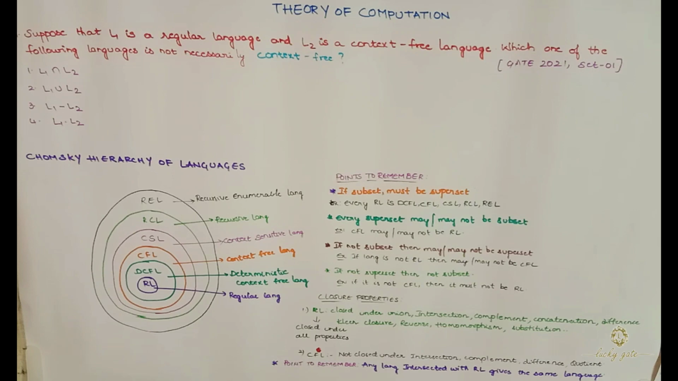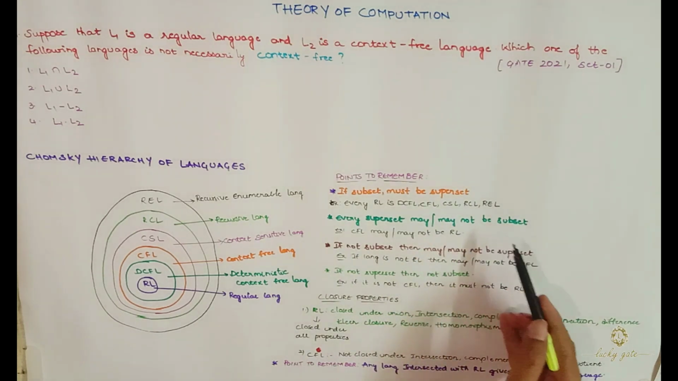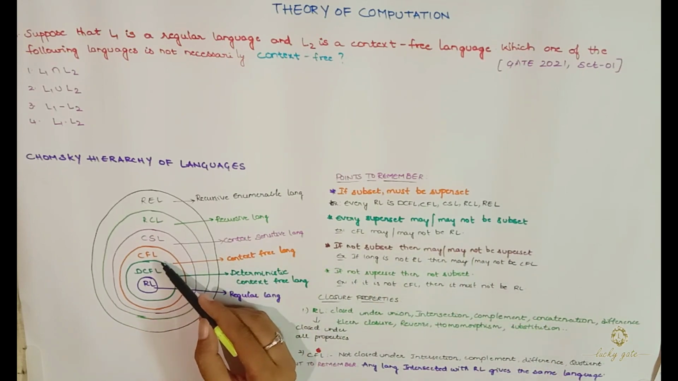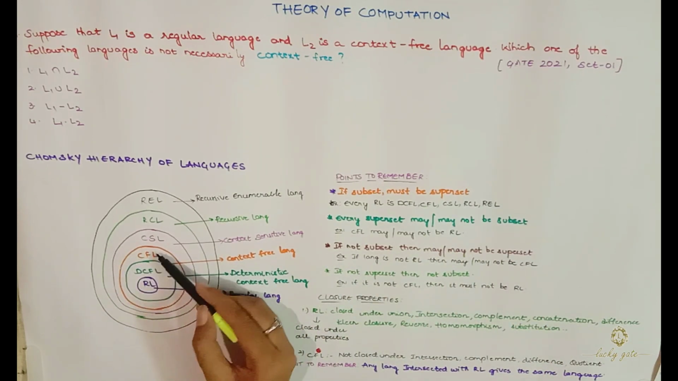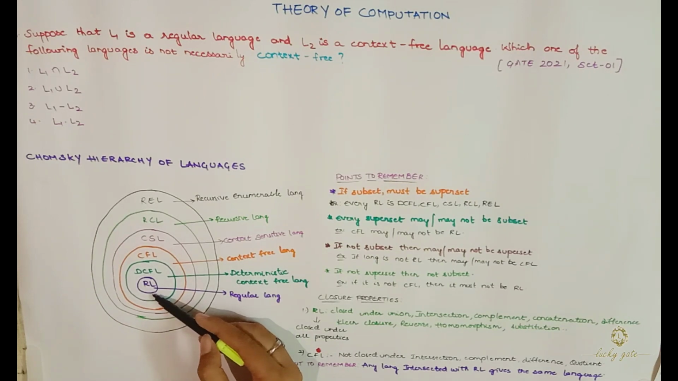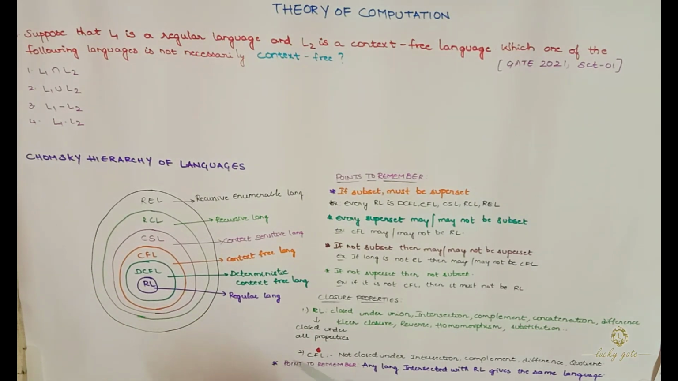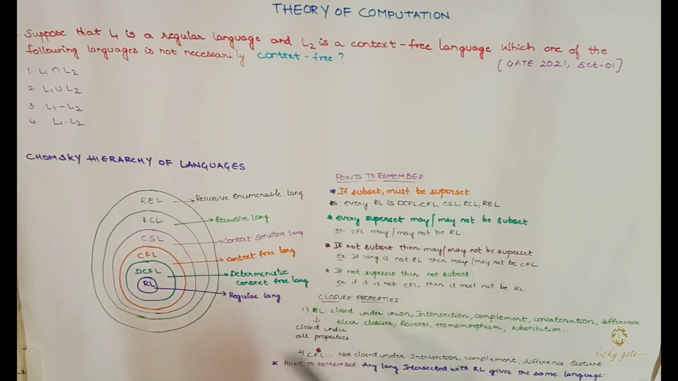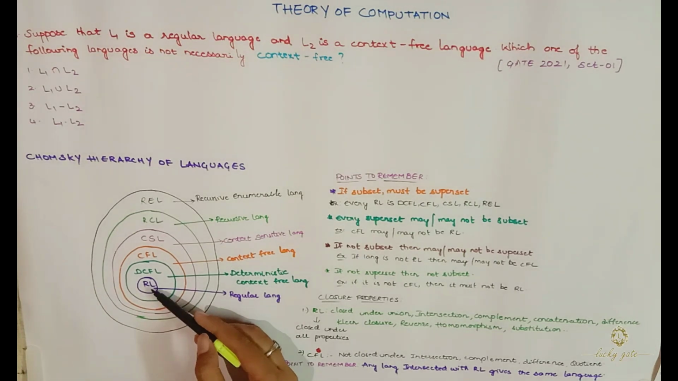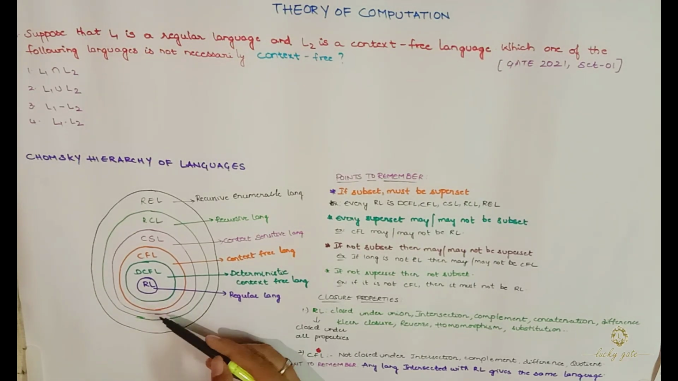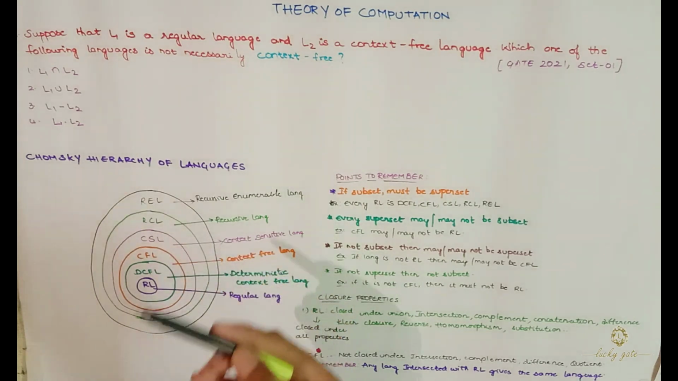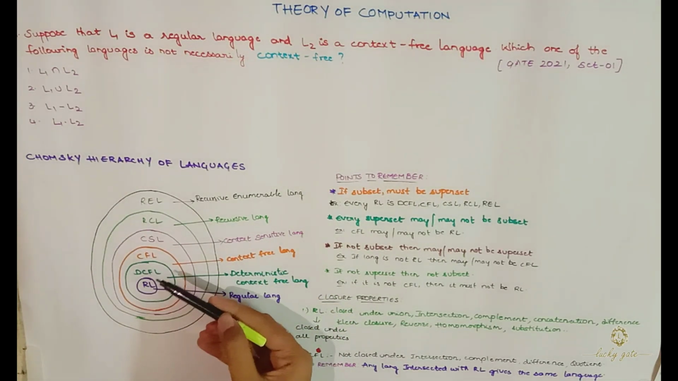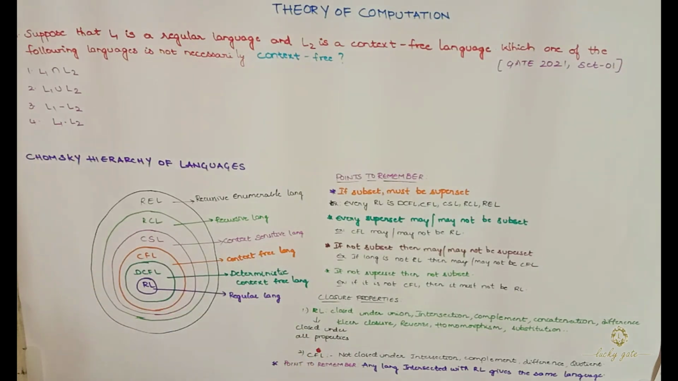The next point, every superset may or may not be a subset. That is, suppose a language belongs to CFL, then that language may or may not belong to regular language. The next point, if not subset, then may or may not be superset. That is, if a language does not belong to regular language, then that language may or may not be DCFL, it may or may not be CFL, it may or may not be CSL and so on.